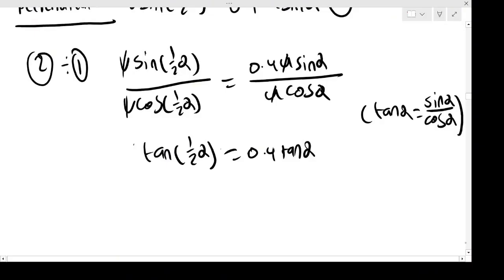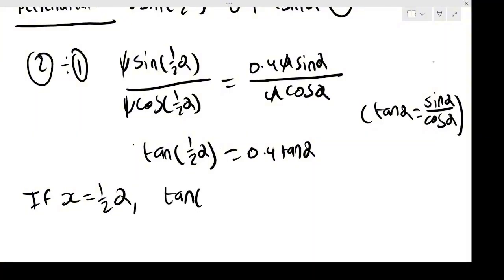Right. What on earth can we do here? I can't do any more simplification, but hopefully you notice this is a double angle for tan, isn't it? Because I have half of alpha, then I have alpha here. To see this clearly, if I let x be half alpha, then tan of half alpha, tan x, is going to be 0.4 tan 2x, and hopefully you can very clearly see the double angle formula here.